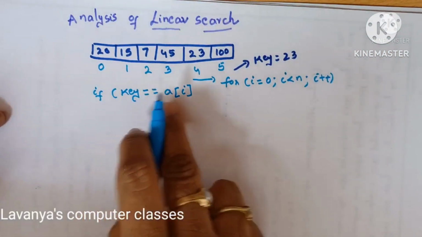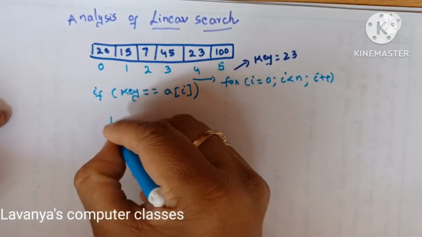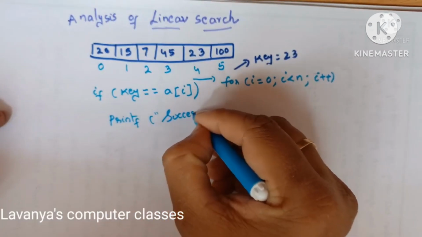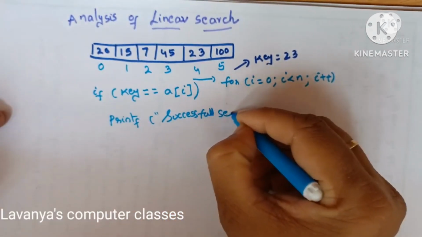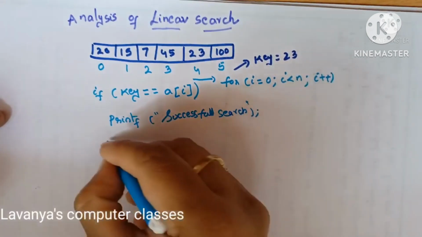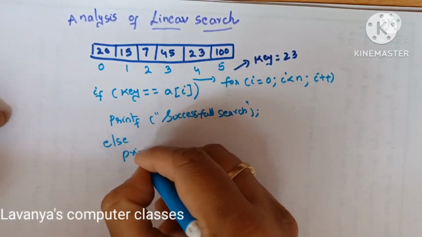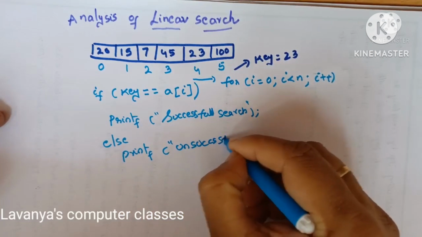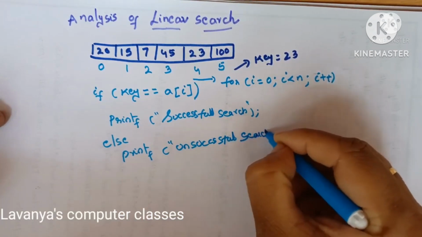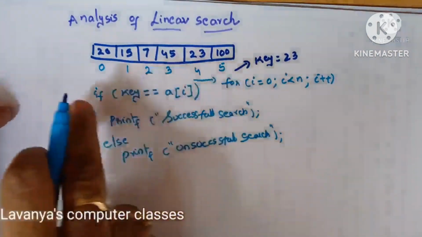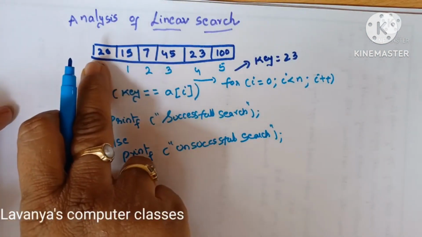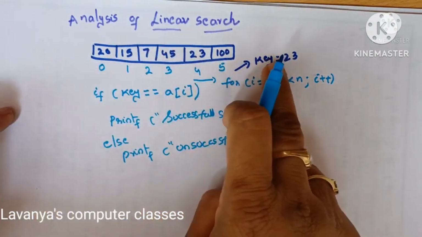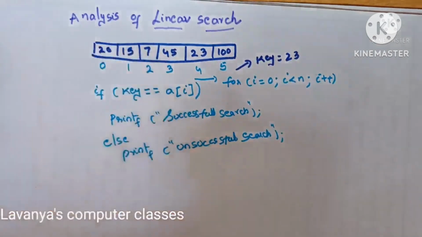So if key equal to a of I, then printf, it is a successful search. Otherwise, else printf unsuccessful search. This is the linear search algorithm, and it is a simple algorithm only. So take the elements, loop from I value 0 to I less than n, and compare each and every element with the key. Check whether the key element is in the first element or not.